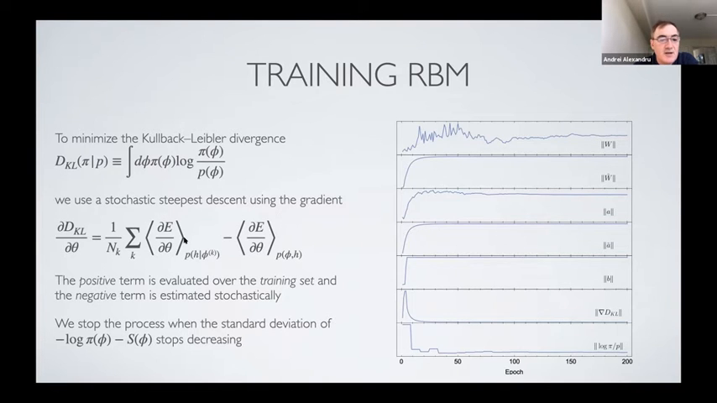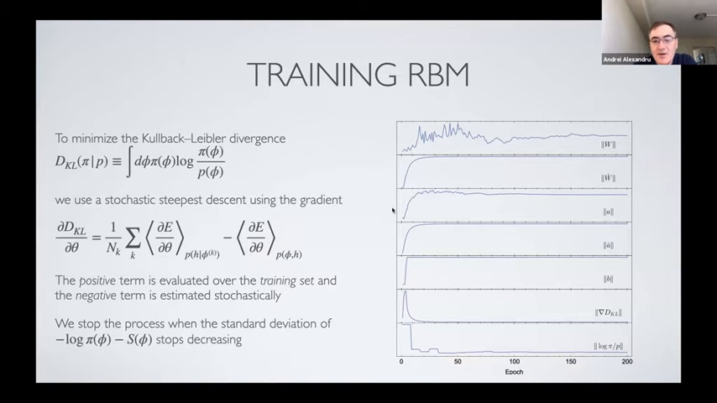The positive term is evaluated over the training set. So you just take an average over the training set. The negative term needs to be evaluated stochastically, and there is a method based on using the training set and doing a few Gibbs alternations to get a stochastic estimator for the so-called negative term. And then, based on this stochastic gradient, you just go in the direction that decreases the Kullback-Leibler divergence.